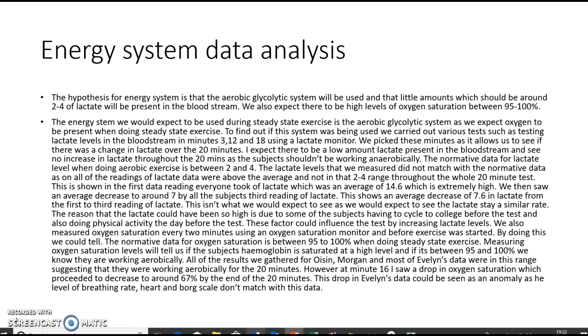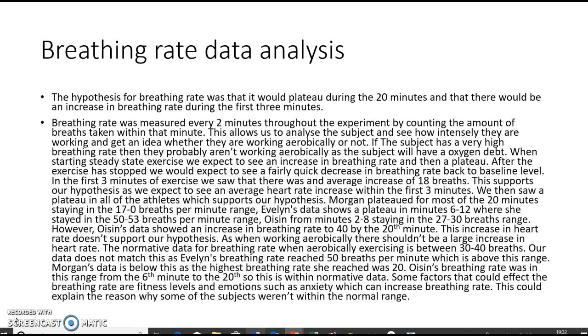However, there was an anomaly in Evelyn's data, where we saw a drop in oxygen saturation to around 67% by the end of the 20 minutes. This drop could be seen as an anomaly, as her breathing rate, heart rate, and Borg scale did not match this data.